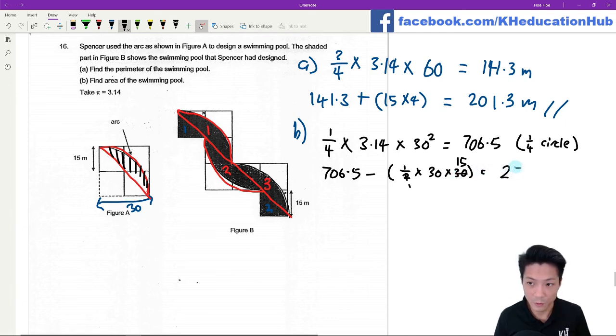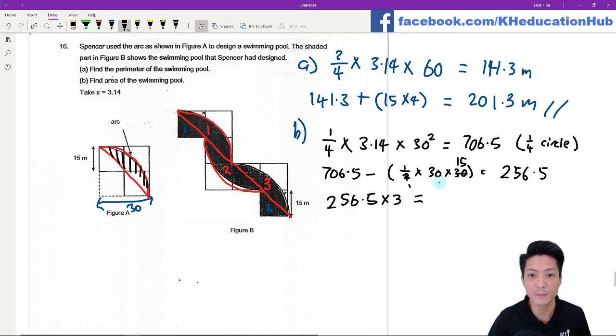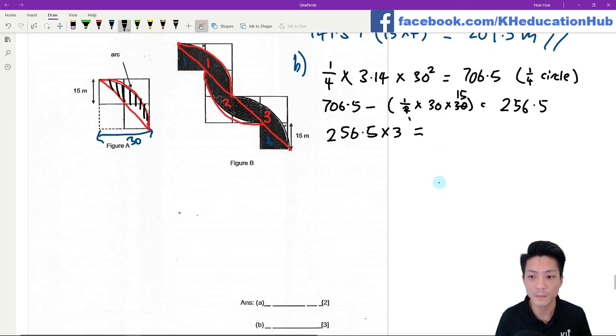Which is going to give me 256.5. Now remember there's 3 of them, which means that I need to use 256.5 times 3, which gives $769.5.